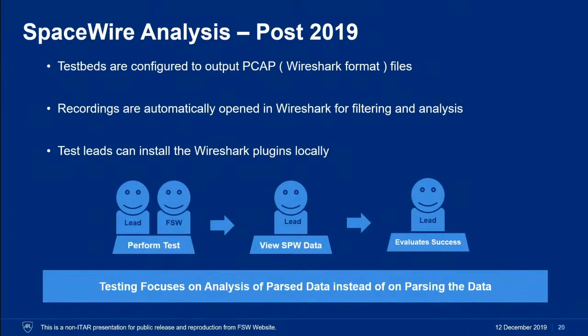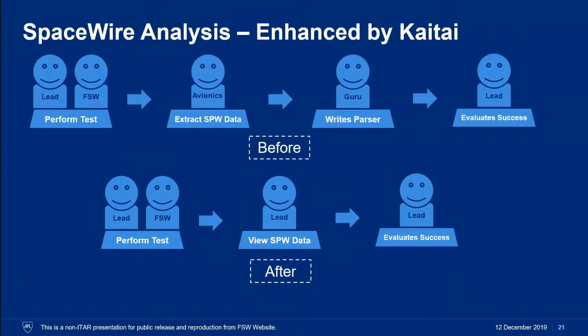So how has this changed the way we go about debugging Spacewire traffic? Well, we'll focus on the graphic at the bottom again. I'll hit most of the bullets as we go. Everyone still has to get together to perform the test. That's the same as before. But now, step two is let's view the Spacewire data. All of the four links recorder is now saving data into the PCAP format. And the PCAP format can be directly opened. The data is being saved, and you double-click on that file, and it opens into the view that you just saw, where it's broken out piece by piece and described intimately. And so then the test lead opens that data and can evaluate success. Testing focuses on analysis of parsed data instead of on parsing the data.